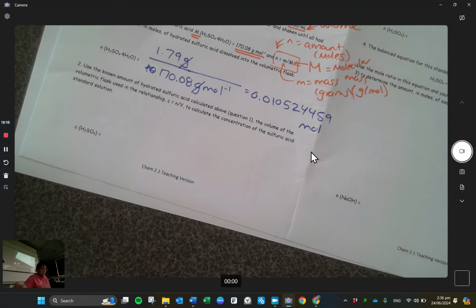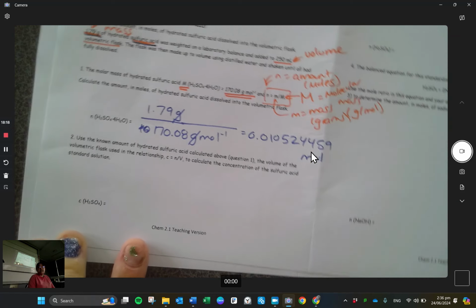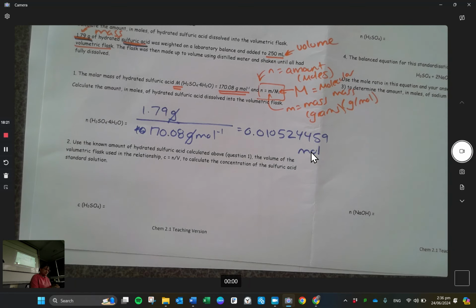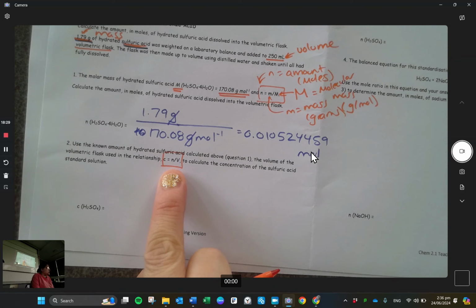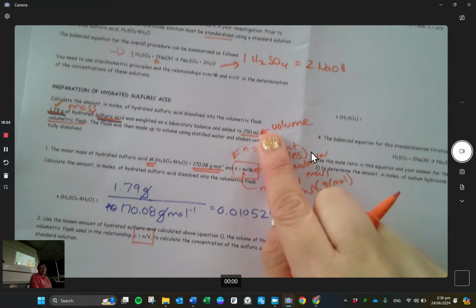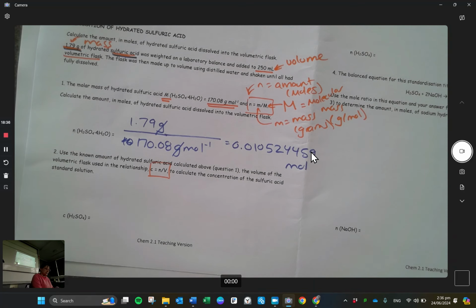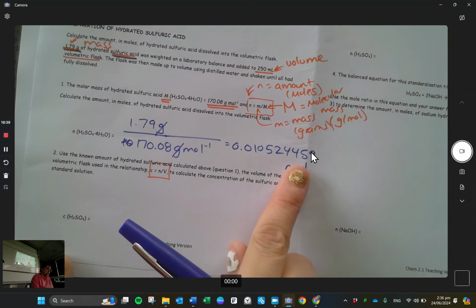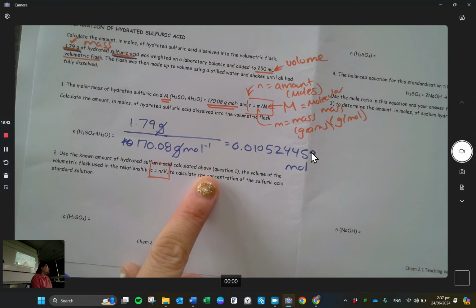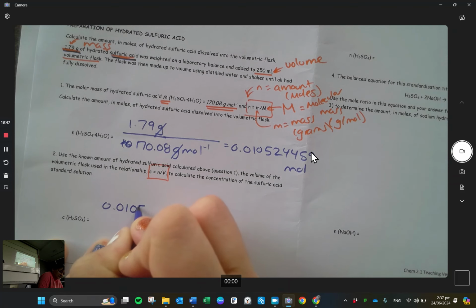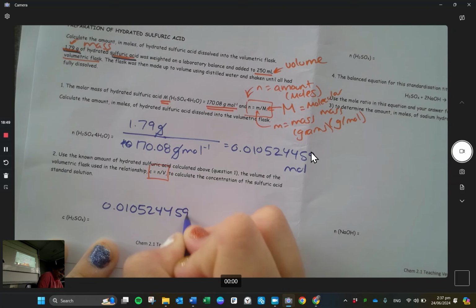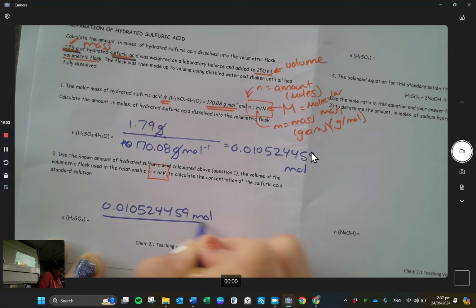All right, cool. The next thing I need to now figure out is concentration, which is shown by this equation here. So concentration is equal to the mole amount divided by the volume. And we've figured out the volume up here. So if I was to plug in my numbers, I take my answer from question 1, which it says take the answer from question 1, 0.010524459 moles, and divide it by the volume.